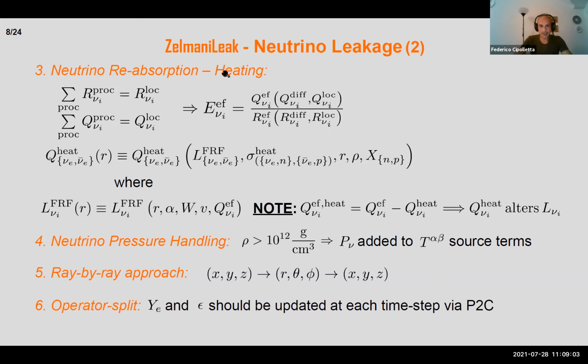The ZelmaniLeak code has a ray-by-ray approach. So when you start from Cartesian coordinates, you interpolate the quantities in spherical coordinates and then interpolate back to the Cartesian coordinates. And it operates in an operator-split manner. So the electron fraction and energy density are updated at each time step. So you should care about that.